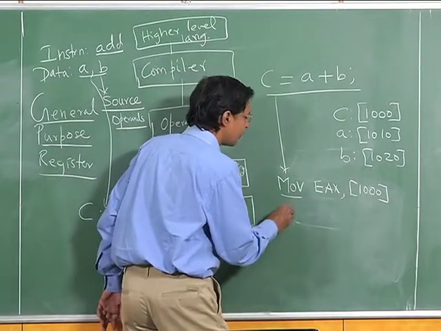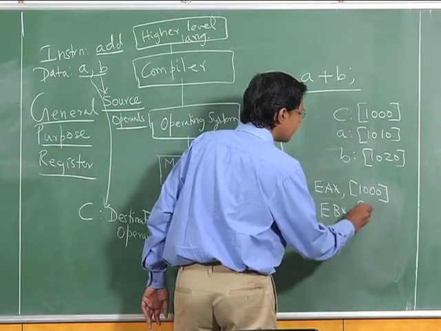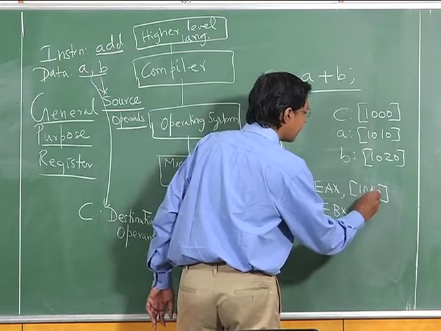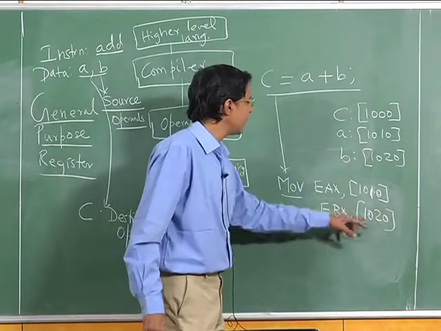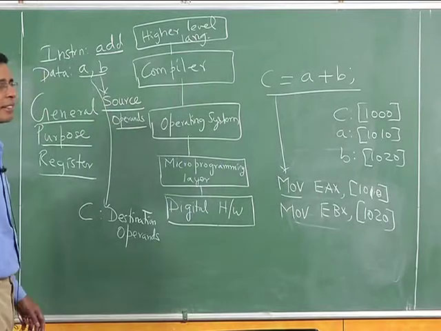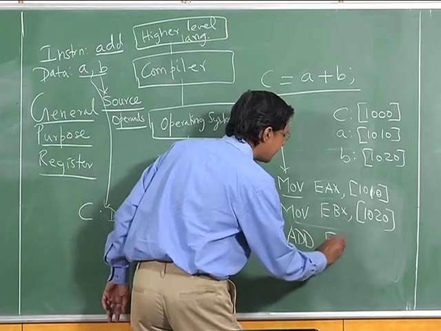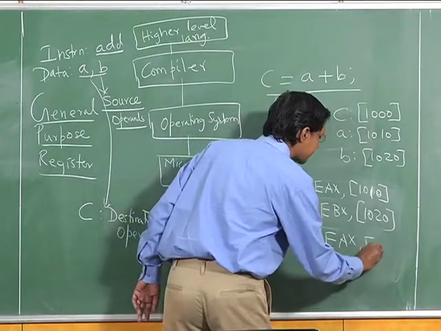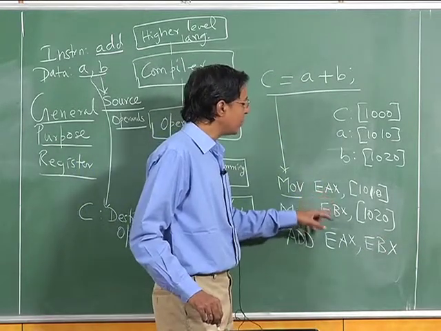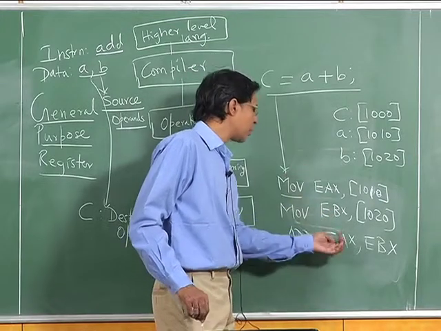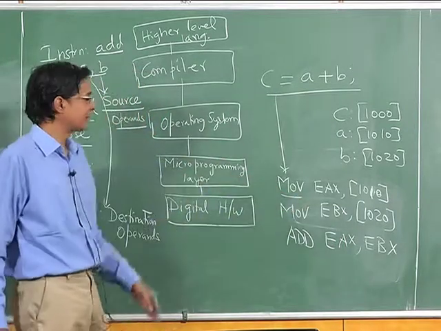The next thing is we move into EBX, sorry, this should be 1010 and this is 1020. I am moving the content of B into register EBX. Now I am adding EAX and EBX. That means the content of EAX will be added to EBX and the answer will be stored in EAX itself. So this is something like EAX is equal to EAX plus EBX.